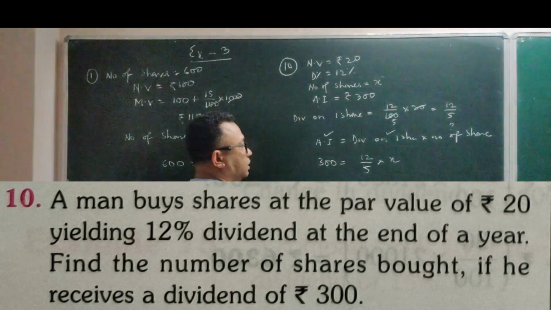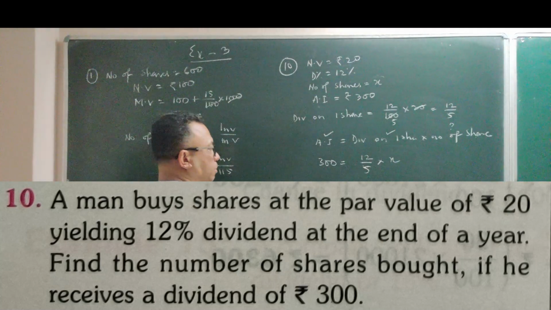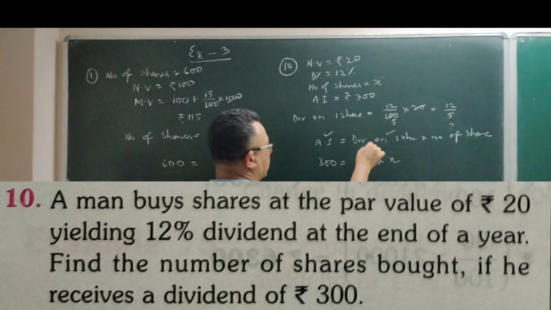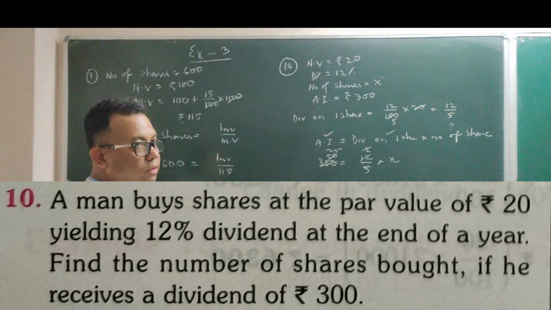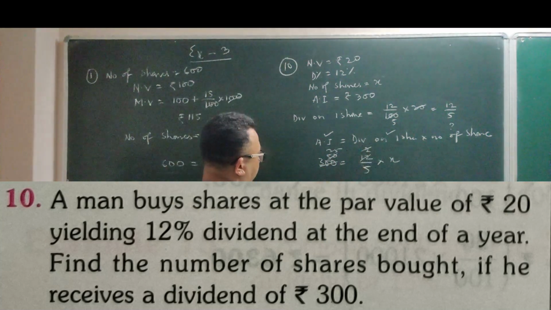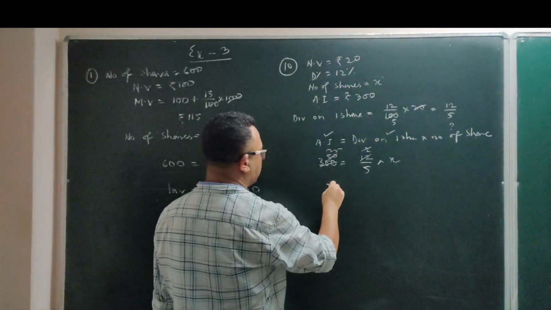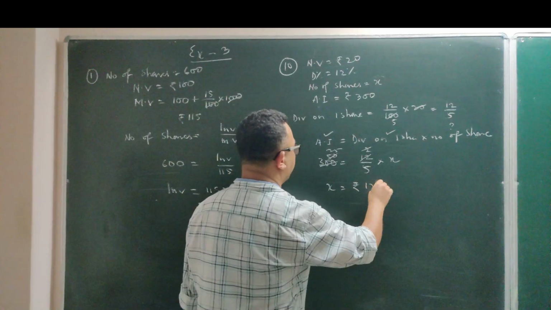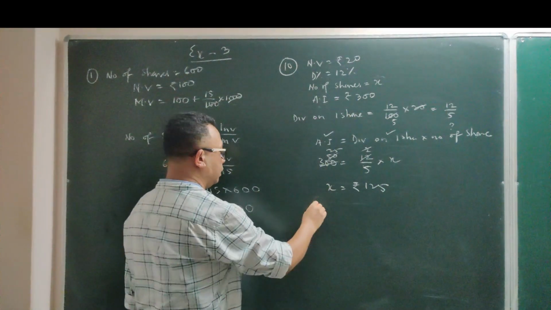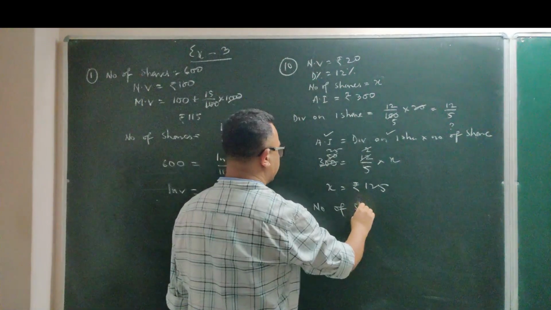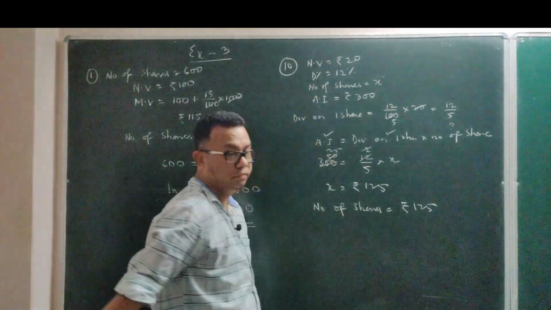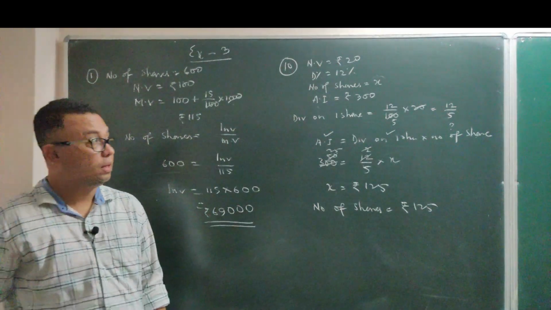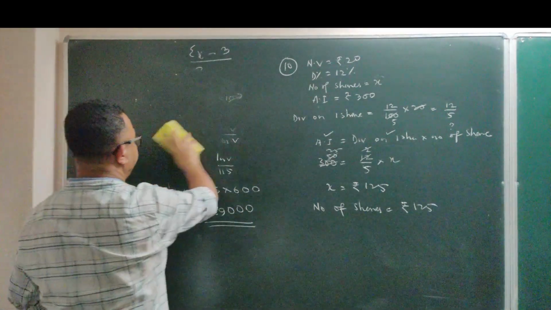So let me write down this one as X. Cross multiply. So 6 will cancel here 2 times, 6 will go here 50 times, 2 will cancel here 25 times. Then as you cross multiply, 25 into 5, X into 1 is X, so X is equal to 125. Since X we have assumed as number of shares, you can say number of shares is 125. So simple and easy.